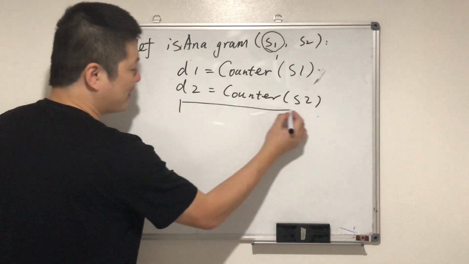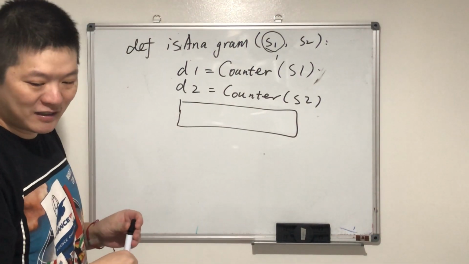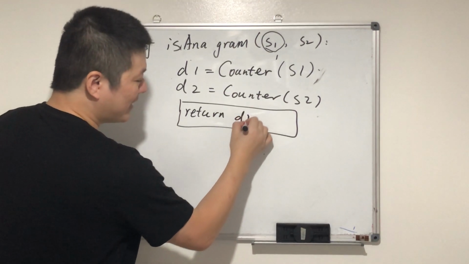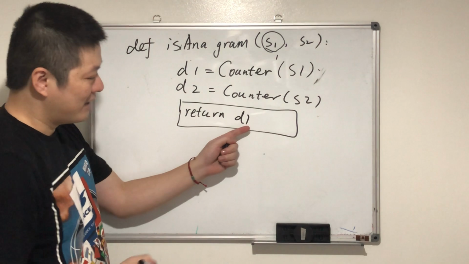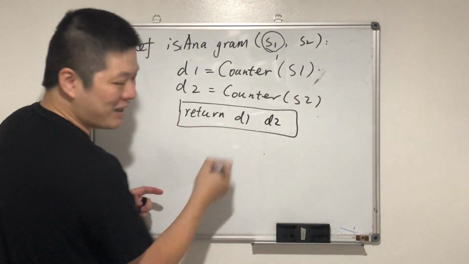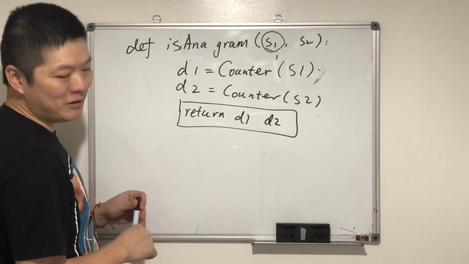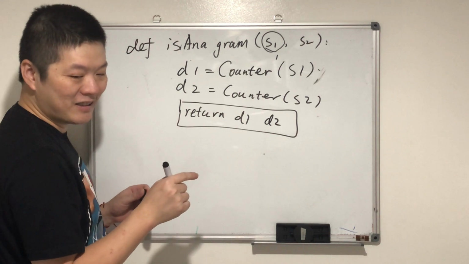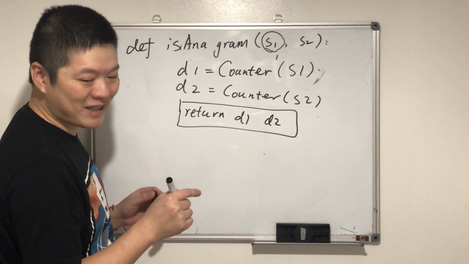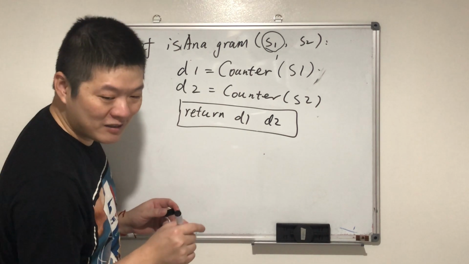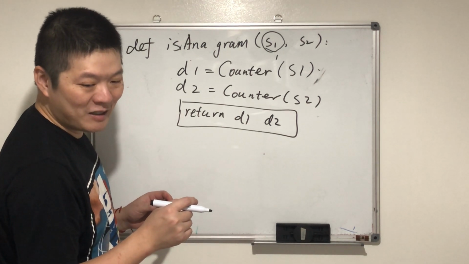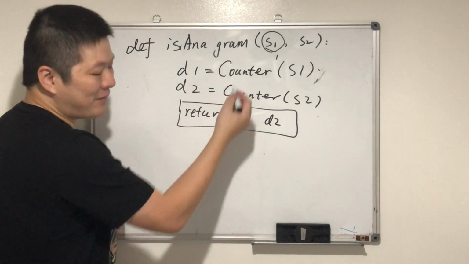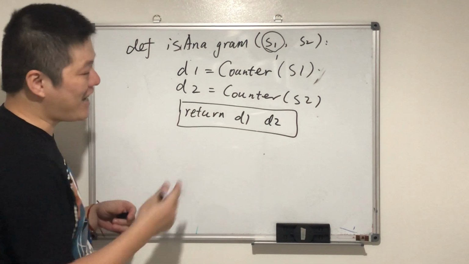There's a magic line here. Can you guess? Return. Yes, you got the first part. D1. Yes. Anagram. Yes. And next? Anagram D2. Okay. And then what's in the middle? Not S1. Smaller. What's the other one? S2. I want to compare if two are the same. So what's that? Equal. Double equal.